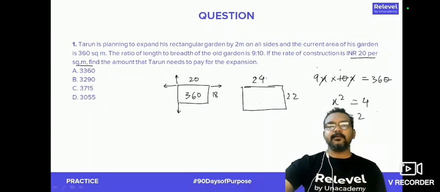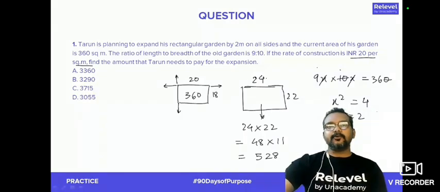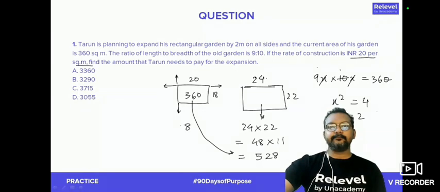So what is the area? Let's multiply. So how much is 24 times 22? So 24 times 2 is 48, 48 times 11, so 528. Increase in area, 360 to 528, the increase is 168. So 168 is the increase in area, and for each you have to pay 20 rupees. So multiply with 20, so that will be the cost. So 3360. So that is option A.